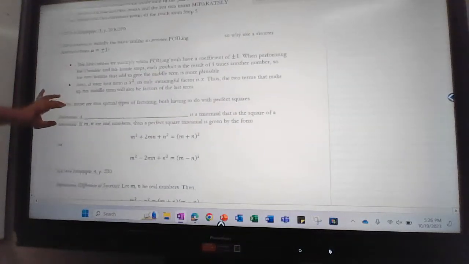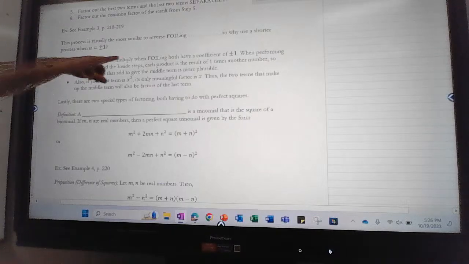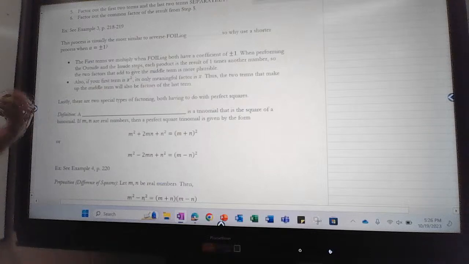Now, again, why do we use a shorter process when a is 1? So the first terms, when we multiply when foiling, both have a coefficient of 1. For example, with x squared, the only 2 factors involved are x and itself. So when performing the outside and the inside steps of the foiling process, each product is the result of 1 times another number. So the 2 factors that add to give the middle term is more plausible. And again, of course, your first term is x squared, and its only meaningful factor is x. Thus, the 2 terms that make up the middle term will also be factors of the last term.